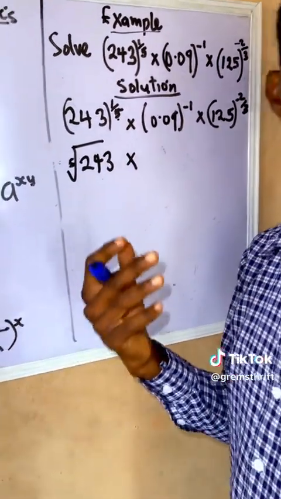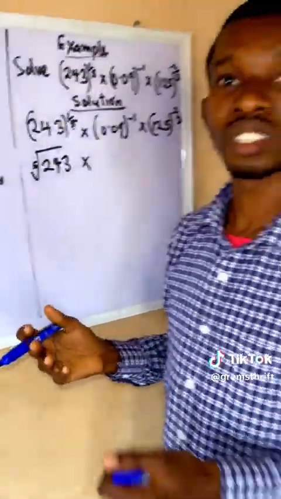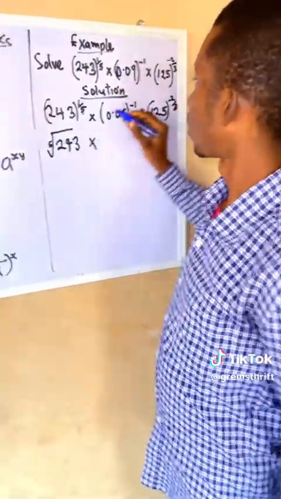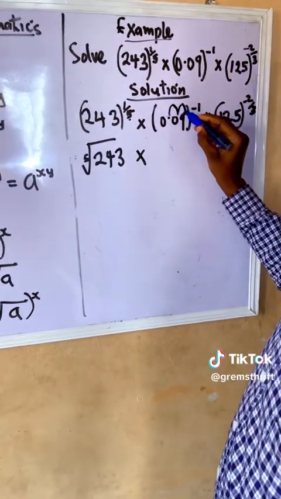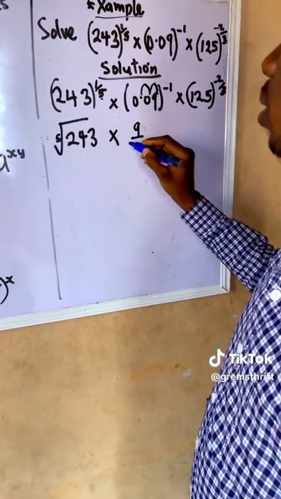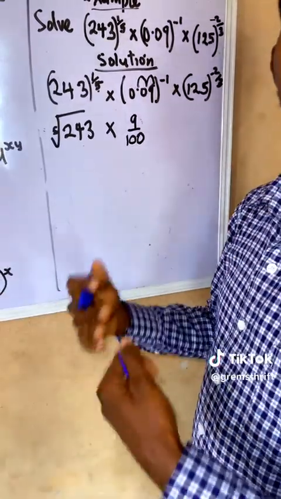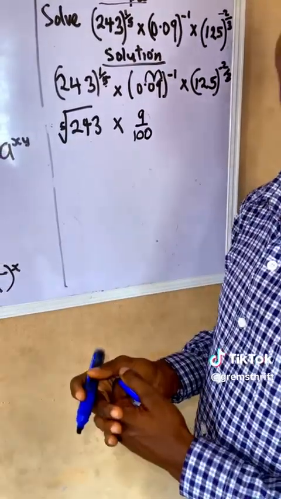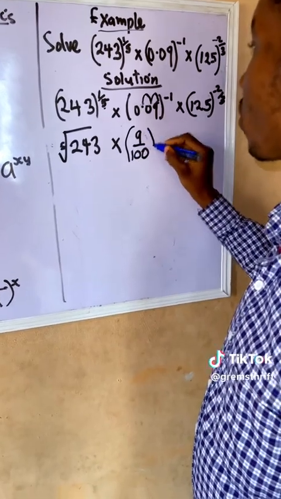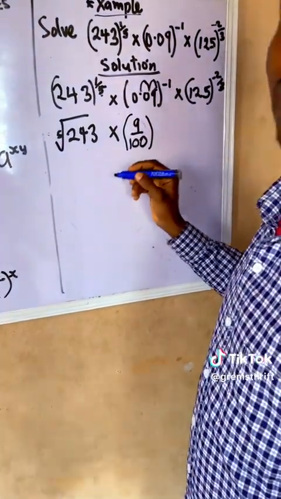Now in indices, we don't work with decimals. So whenever you have a decimal, you first convert it to a fraction. How do I convert? You move 1, 2. So that's going to be 9 over, because I moved 2 places, it's going to be over 100. If it's 3 places, it's going to be over 1,000. If it's 1 place, it's going to be over 10. Now raised to power, don't forget the power is still here and it covers everything in your bracket.